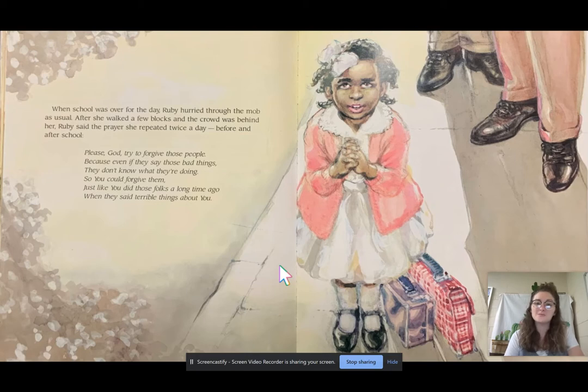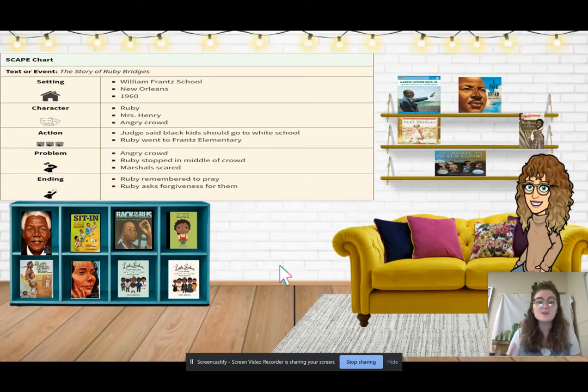So, what is the ending to this story? What does Ruby do at the end of the story? Tell me in the puzzle. It says that she prays for them and that she asks for forgiveness for those people. Could you imagine walking past that angry mob of people that wanted to hurt you, that wanted to say evil, mean things to you, and then forgiving them? Think about how hard that would be.